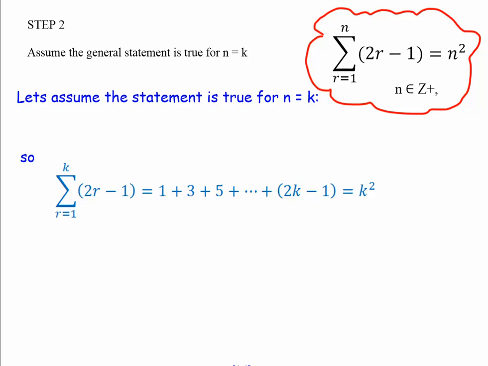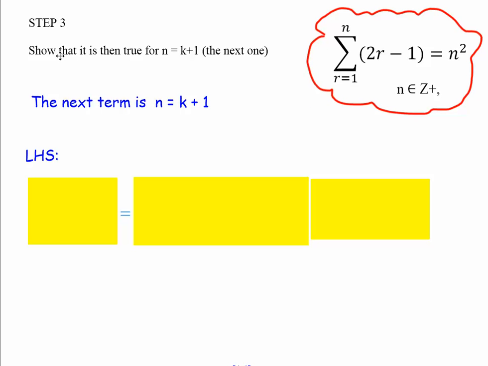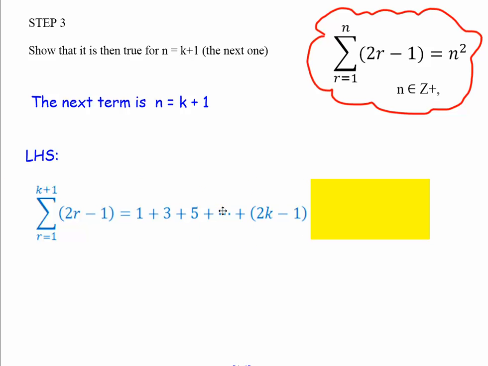Now step 3 is where we do all our algebra. So we need to show that it is then true for n equals k plus 1. So the next term is n equals k plus 1. So we've got our left hand side. So we're now going from 1 to k plus 1. And our right hand side, well, the first bit is up to the first k, and then we've got an extra one now, so plus 2k plus 1 minus 1. So this is what we're going to try and show.